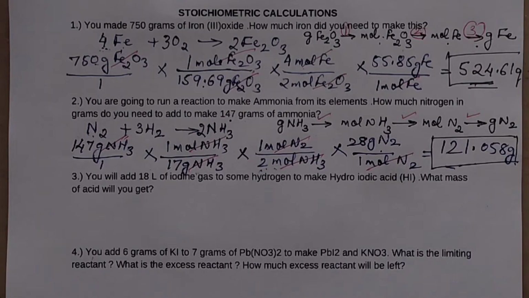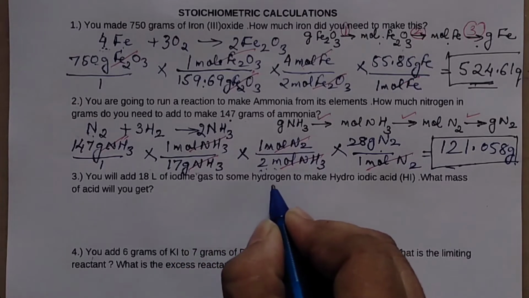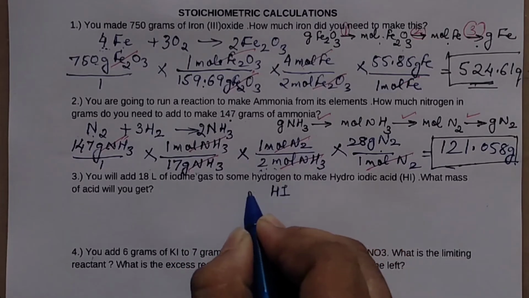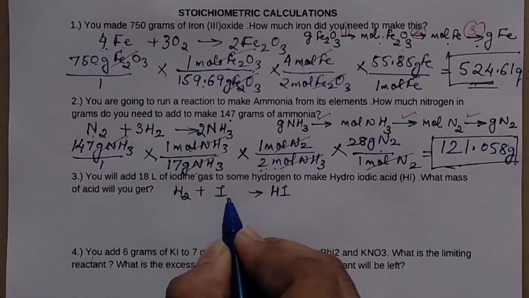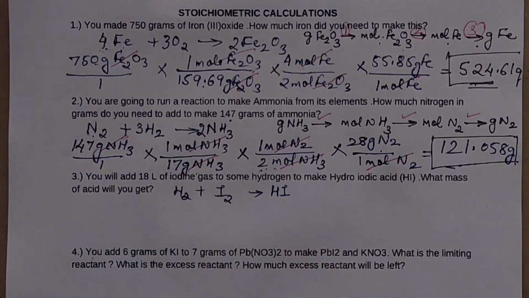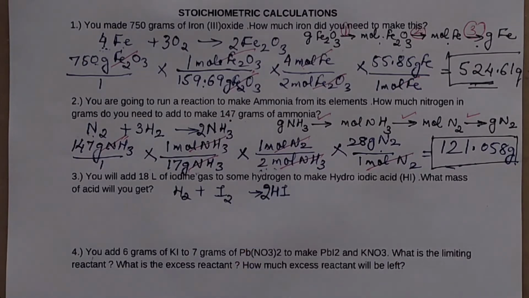Now moving on to question number 3. You will add 18 liters of iodine to some hydrogen so as to get hydroiodic acid. That means you are aiming to prepare HI from hydrogen and iodine. So you will write down the equation. Read the question thoroughly and then write the equation. And when you balance it, you will get this as 2.